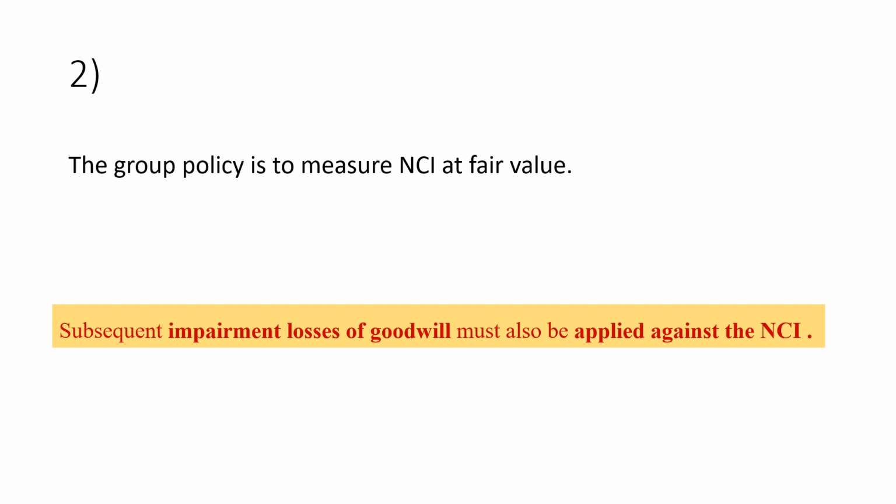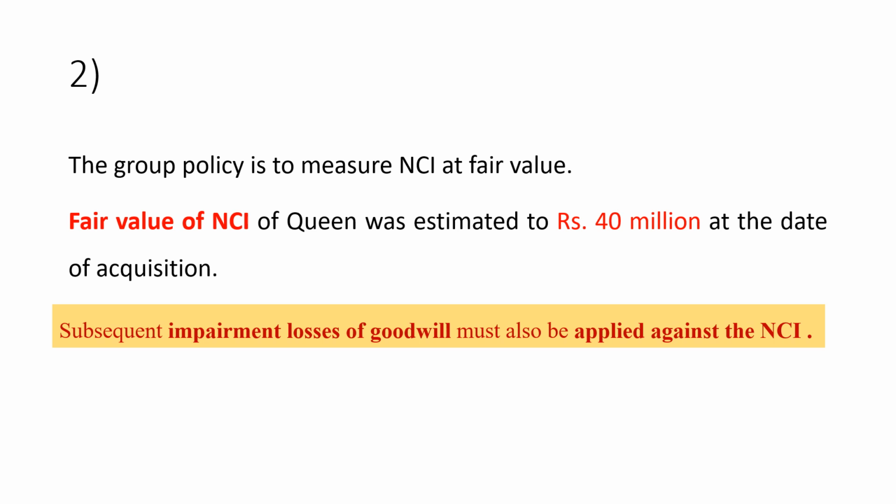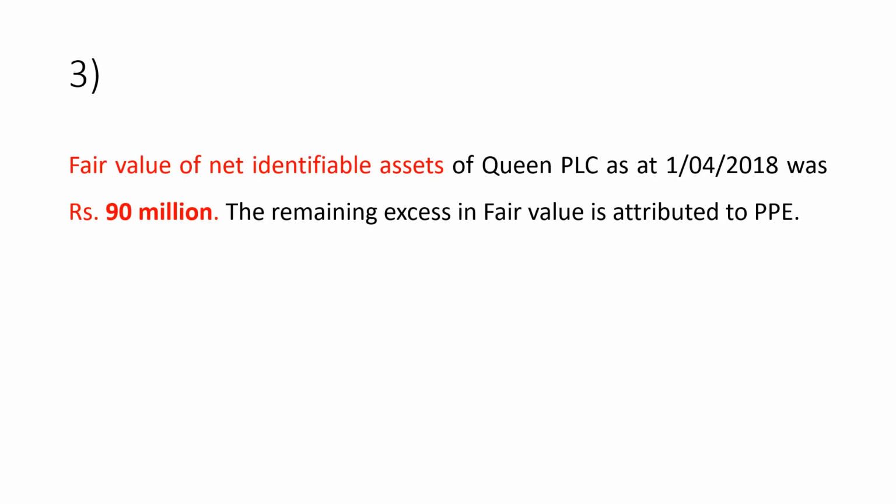And in this question, it says the fair value of the non-controlling interest of Queen was estimated at 40 million at the date of acquisition. In the third additional information, they have provided that the fair value of net identifiable assets of Queen PLC as at 1st of April 2018 was 90 million. And the remaining excess in fair value is attributable to property, plant and equipment.